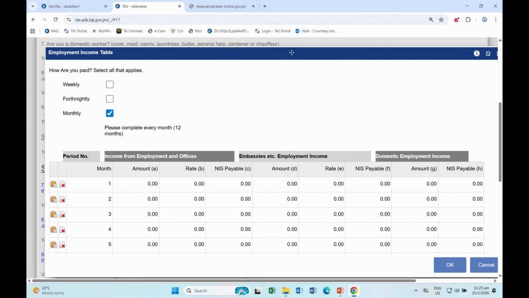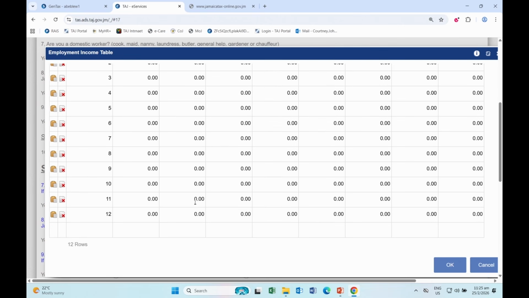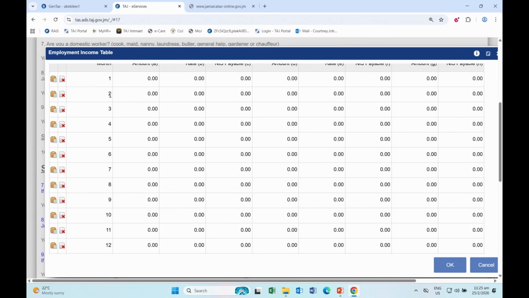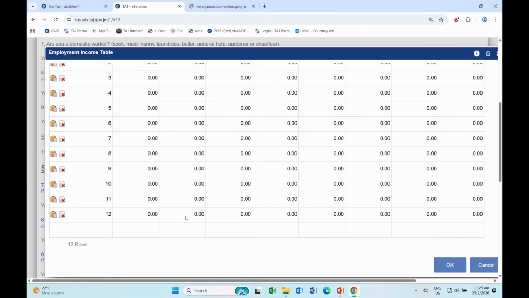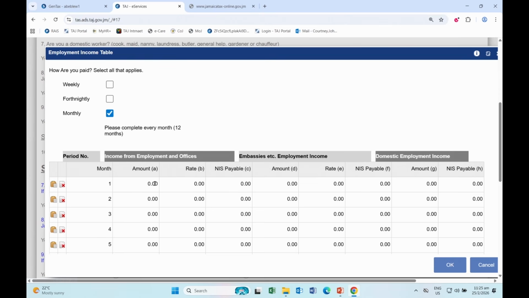Now you have options for pay cycle, whether weekly, fortnightly, monthly. I'd already gone ahead and populated it on a monthly basis. So I entered 12 rows, 12 representing the months of the year, and each month there is an income that is derived and an NIS that would be payable. So his $750,000, let's assume he got a fixed salary for the whole year of 2025. So his $750,000 would translate to $62,500 monthly. So we plug each month with the amount of $62,500.